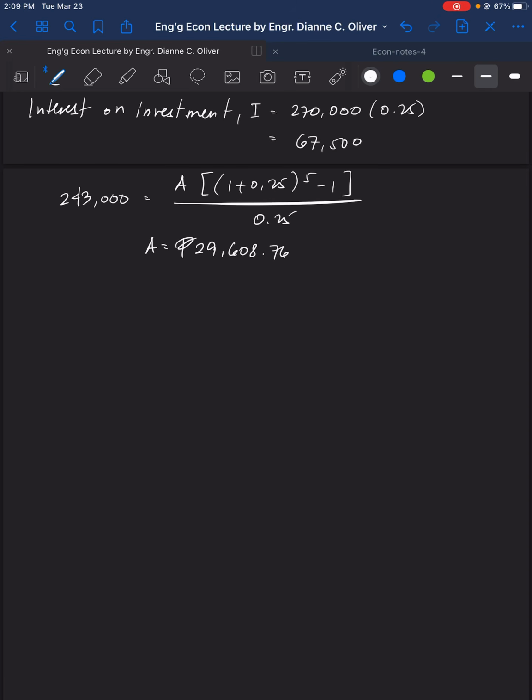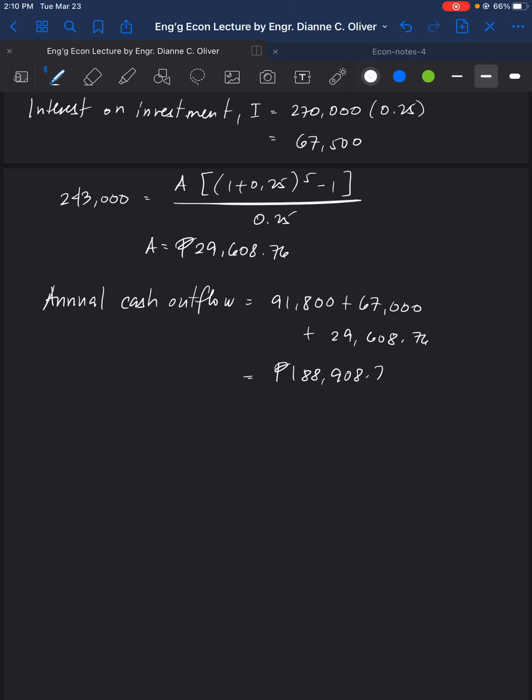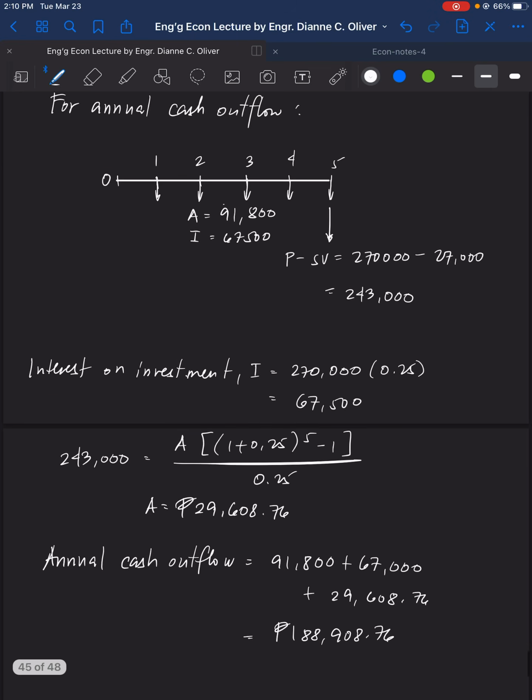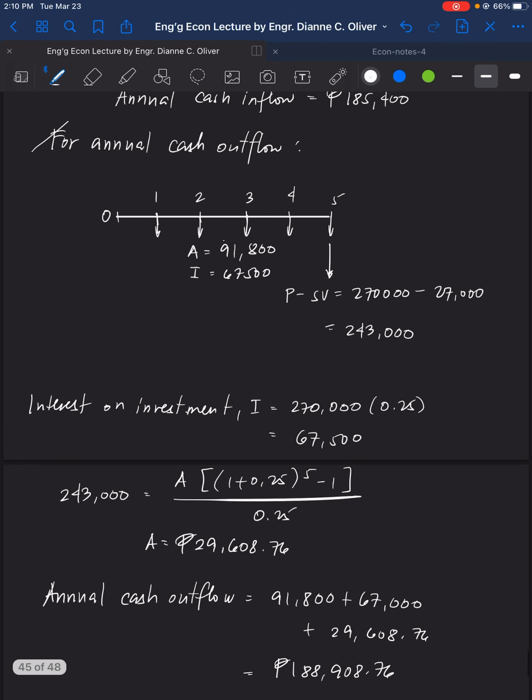So that is for the additional. Therefore, our annual cash outflow is equal to 91,800 plus 67,500 plus 29,608.76. So this is now equal to 188,908.76.